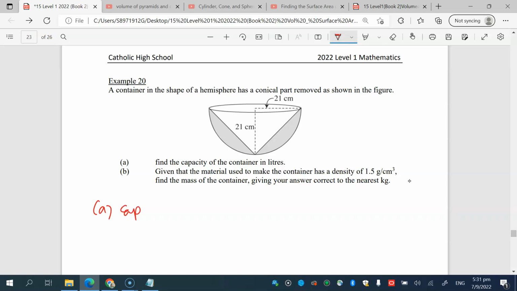So capacity, ooh, my handwriting. Capacity will be 1/3 pi r square h. So that is 1/3 pi, the radius is 21 square and the height is also 21. Okay, press calculator. Answer is 9698 point.